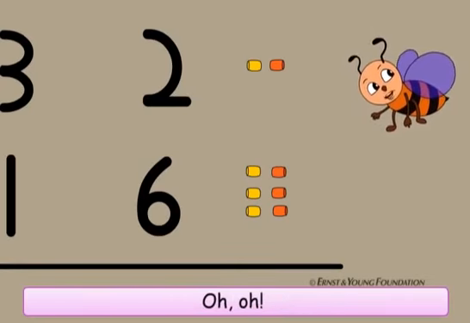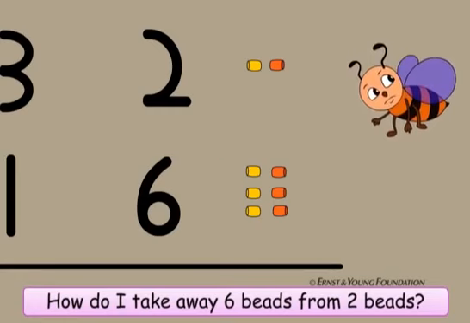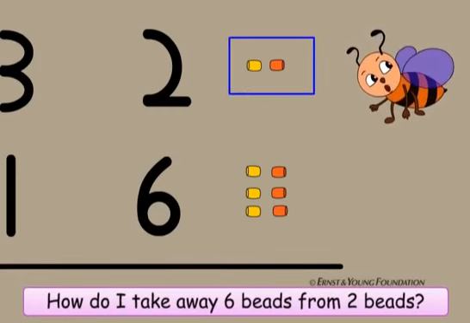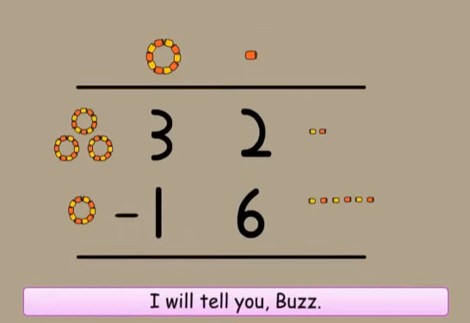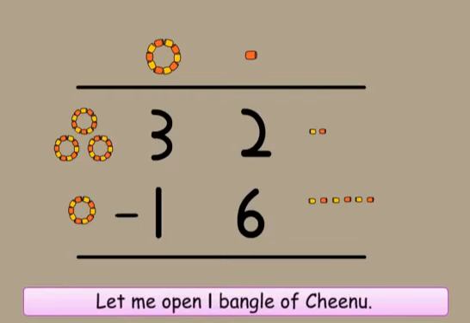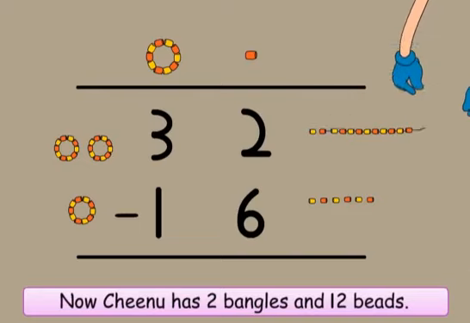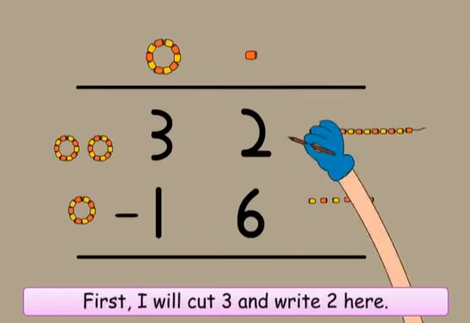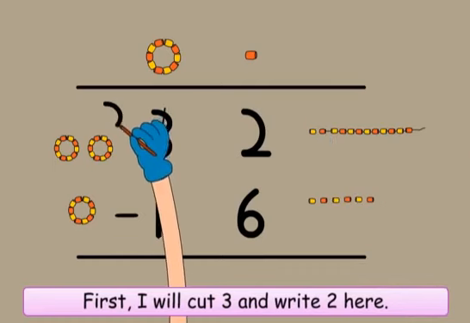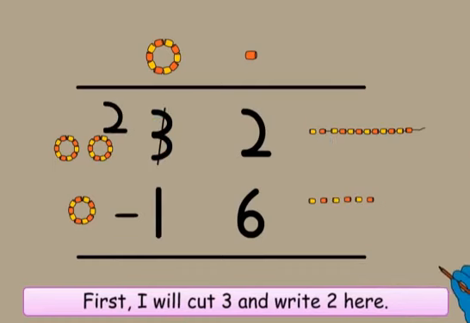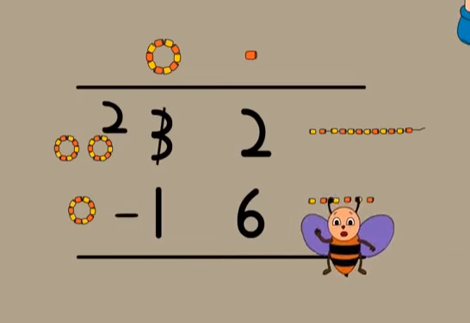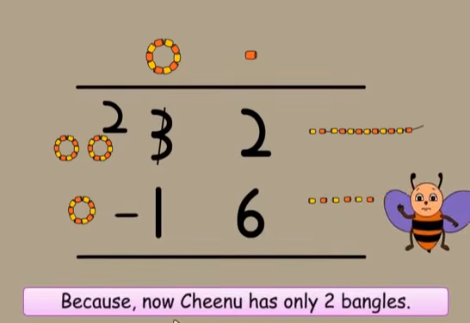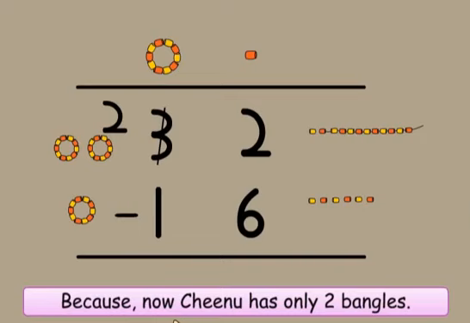Oh, how do I take away 6 beads from 2 beads? I will tell you, Buzz. Let me open 1 bangle of Chinu. Now, Chinu has 2 bangles and 12 beads. First, I will cut 3 and write 2 here. Why? Because now Chinu has only 2 bangles.